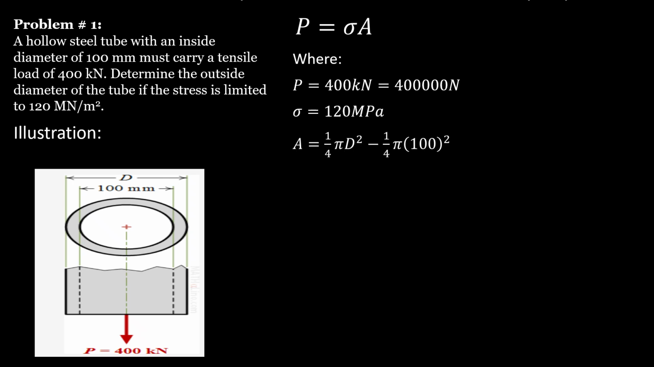Our area formula now is equal to 1/4 pi d square, where d is the outer diameter, minus 1/4 pi 100 square. 100 millimeter here is our inner diameter. Then let's simplify the given computation. Simplifying our area calculation, we have A equals 1/4 of pi multiplied by the difference of d square and 10,000. Take note of this, again, d is our outer diameter.